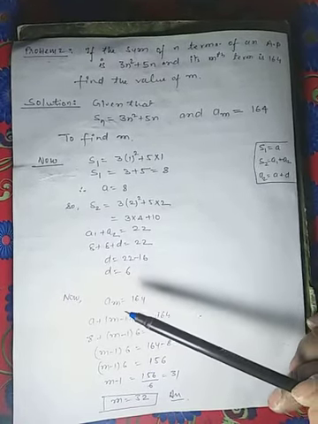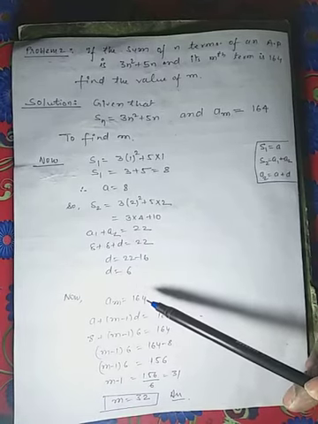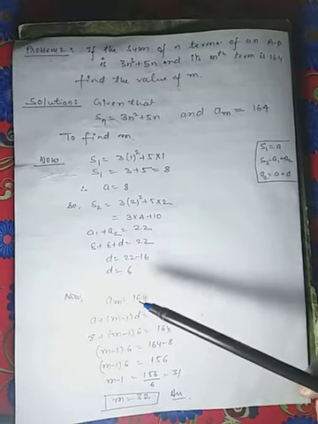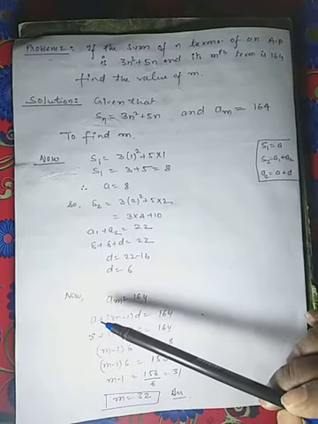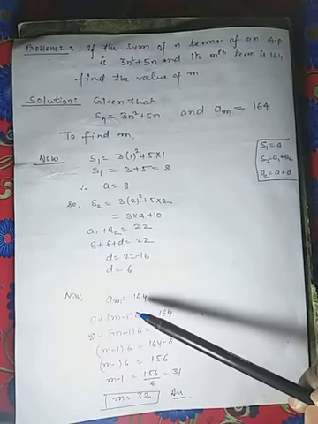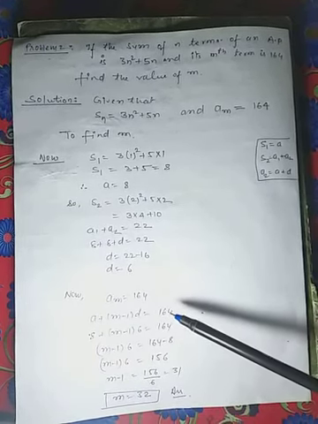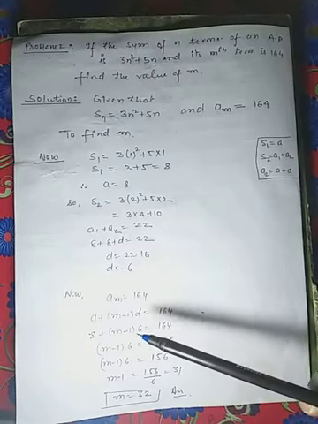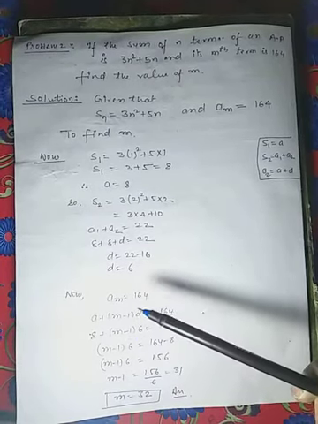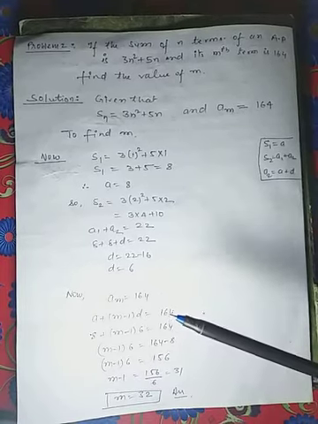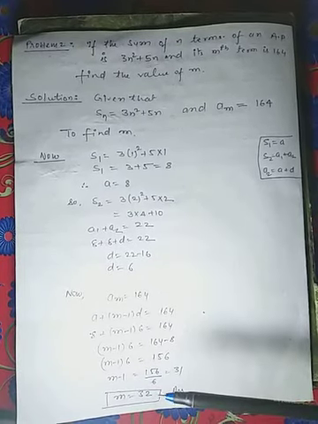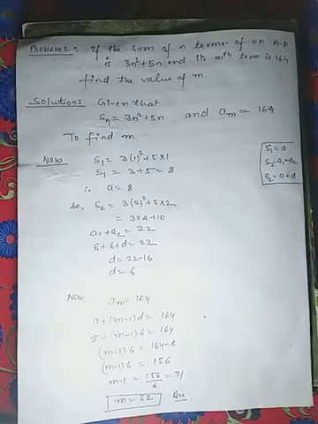Now given that mth term, that is 164. So we use the formula a plus m minus 1 d is equal to 164. Compute the value of a, d, we get m is 32.